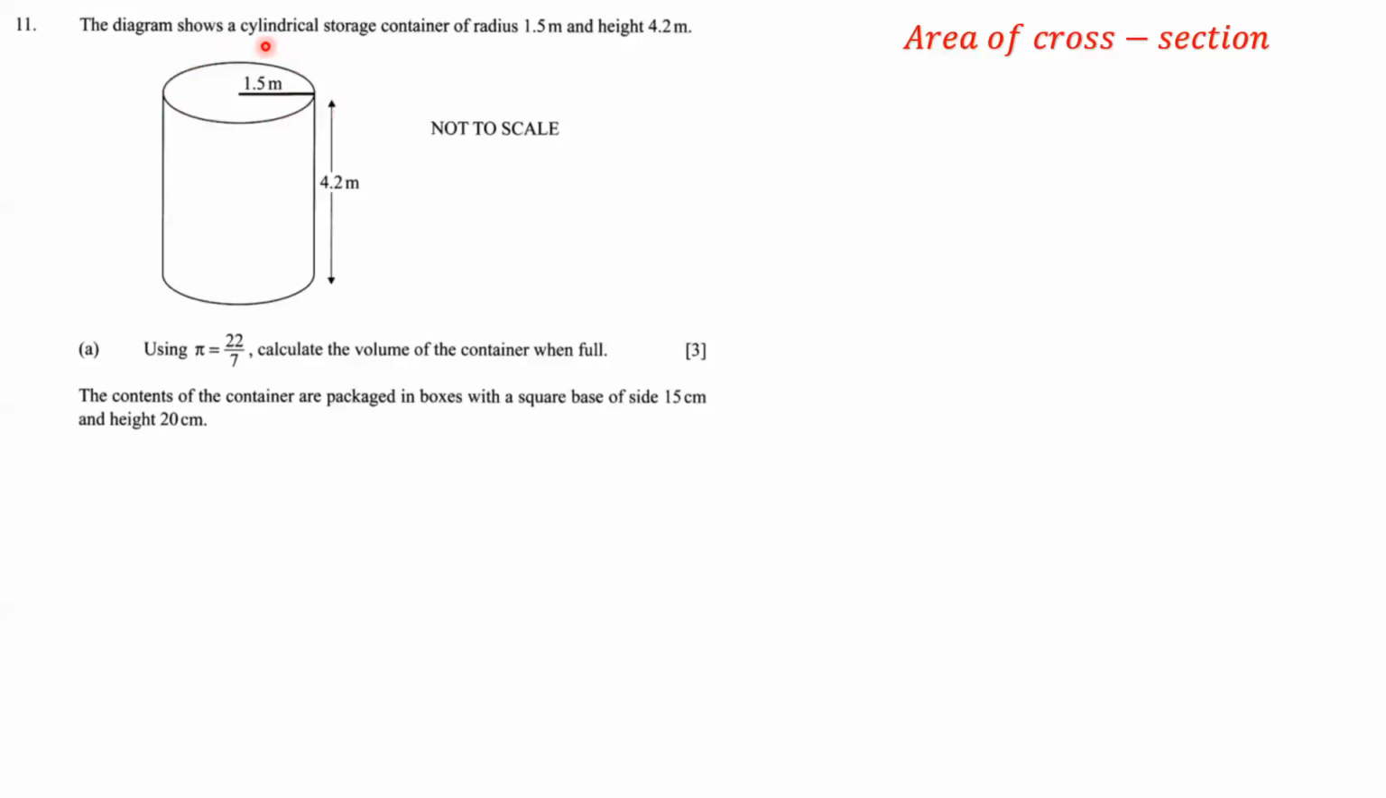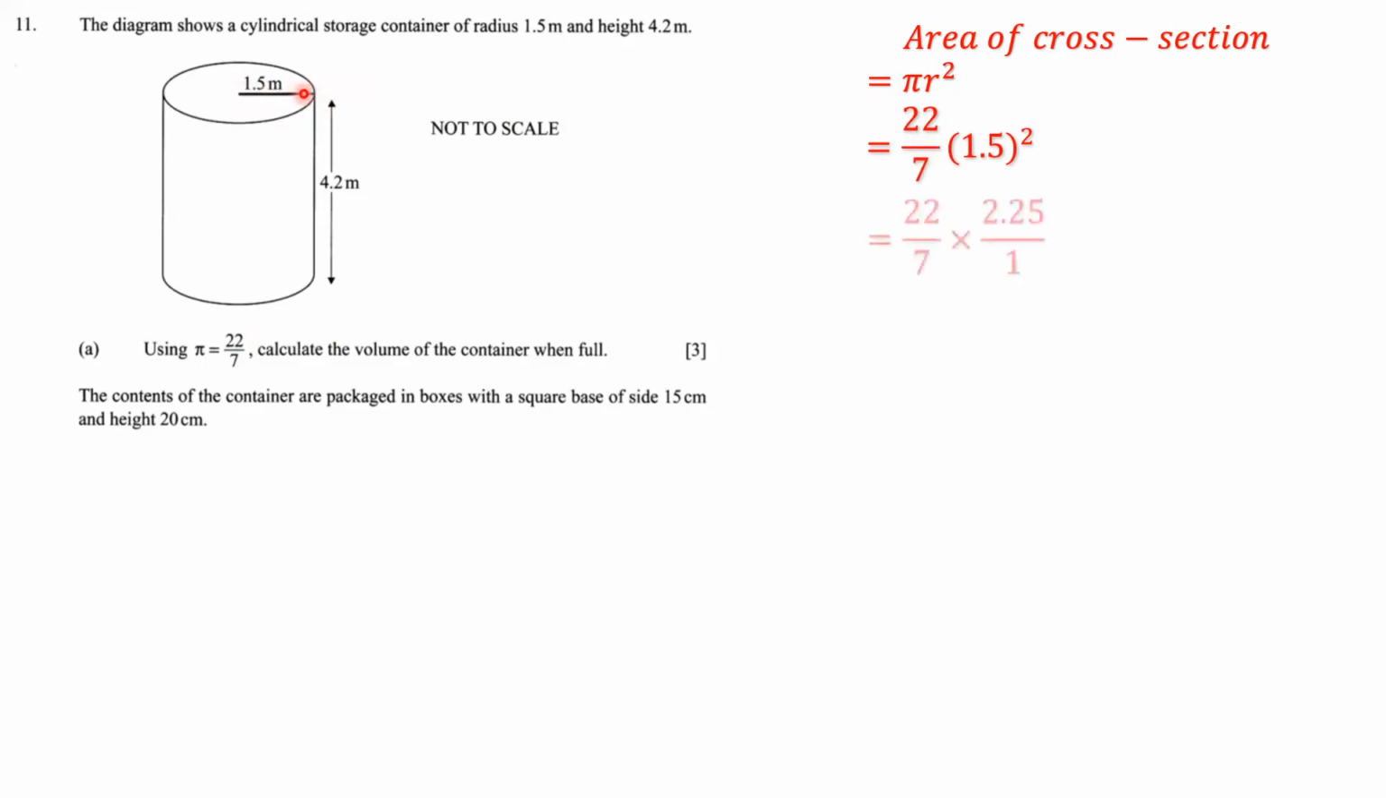What's the formula for the area of a circle? That's going to be pi r squared. So pi r squared is the formula for the area of the circle. Now what is pi? Pi in this case is 22/7. And what is the radius? The radius is given explicitly to us, and it is 1.5.